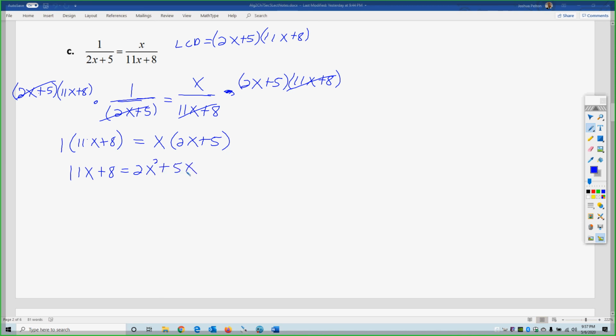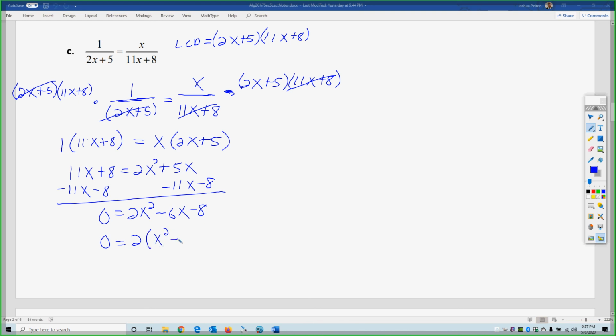This is a quadratic, so we're going to do factoring to be able to solve this one. So minus 11x and minus 8 to the other side. So we get 0 equals 2x squared. Let's see, 5 and minus 11 is going to be minus 6x, minus 8. So I think we're good so far. So a common factor of 2, which we can factor out. You don't have to, but it'll make it a little bit easier.